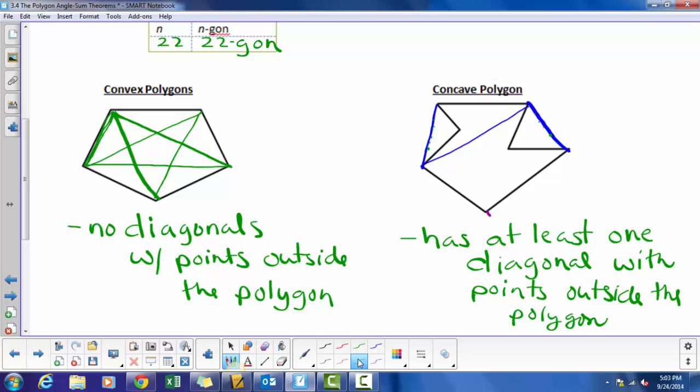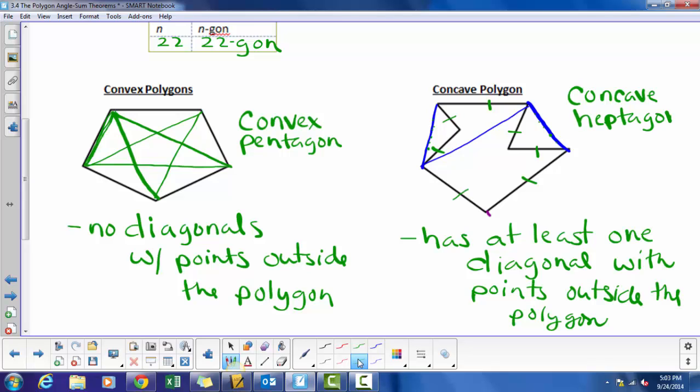So if I had to name these two polygons, the first one would be convex, and this is called a convex pentagon. And this one is called a concave, 1, 2, 3, 4, 5, 6, 7. Concave heptagon. Okay?